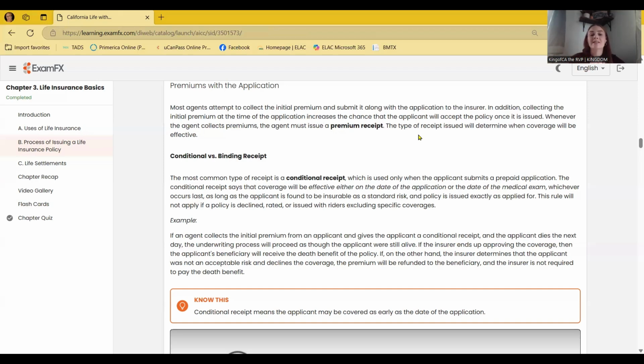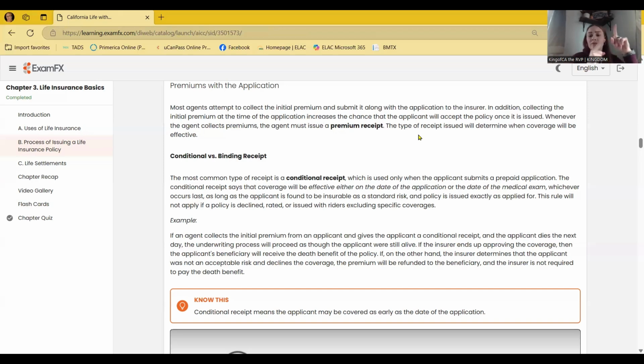The conditional receipt says that the coverage will be effective either on the date of the application or the date of the medical exam, meaning the blood work. Okay, it's either or. If they require blood work, it's going to start once the blood work is completed. If they don't require blood work, it'll start on the day of application and payment. Okay, you might get a question about that on your test.